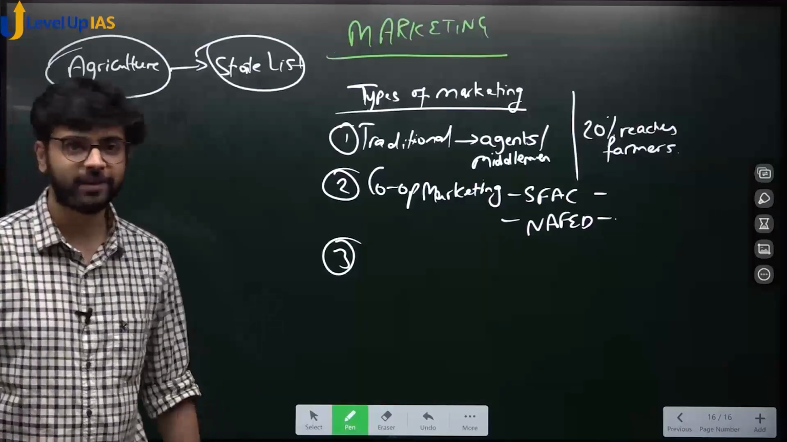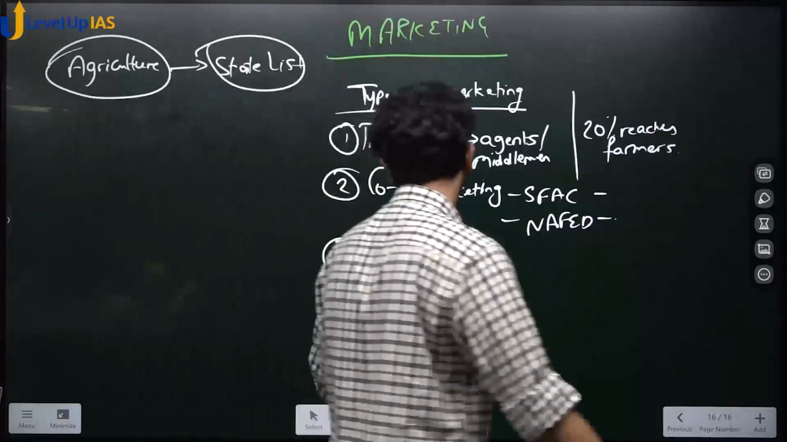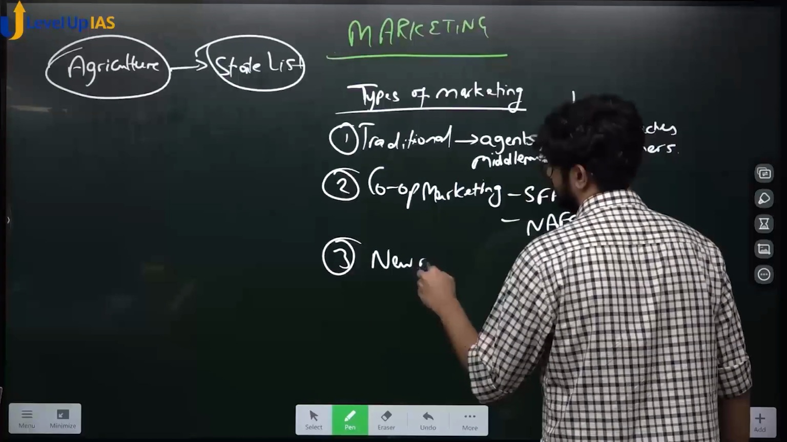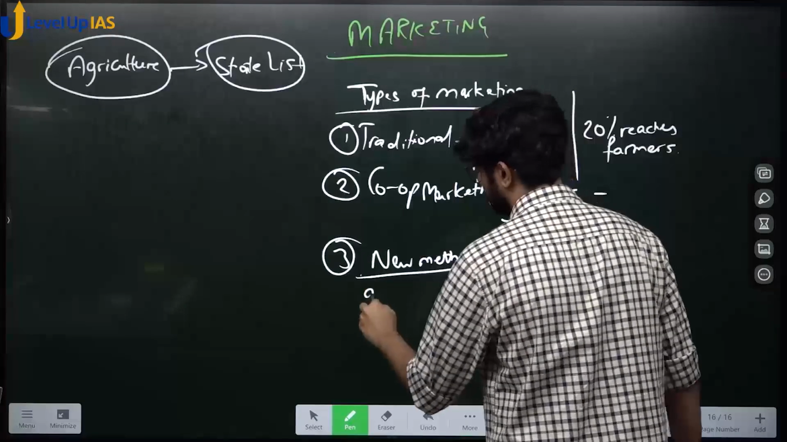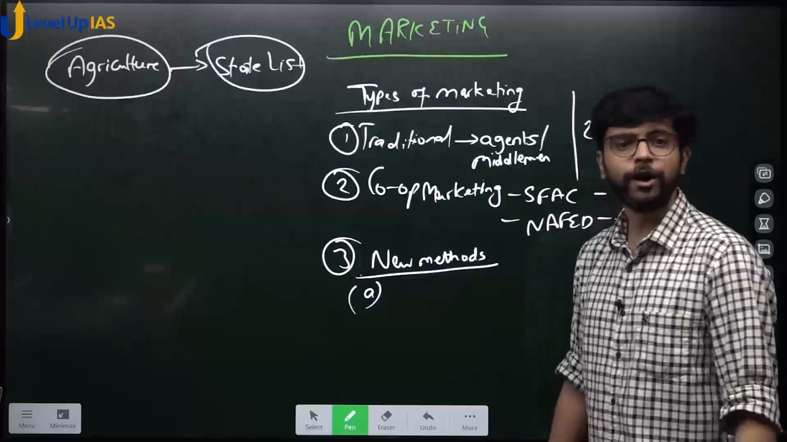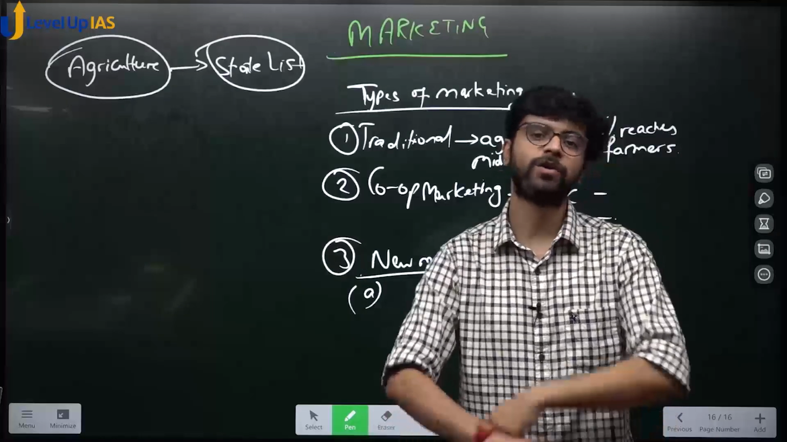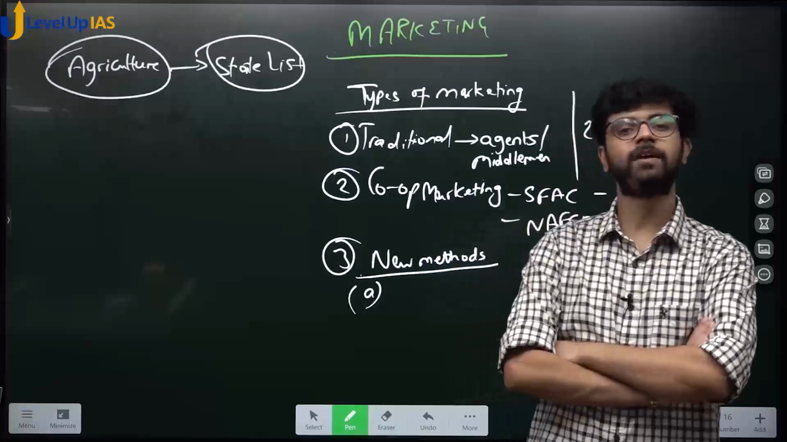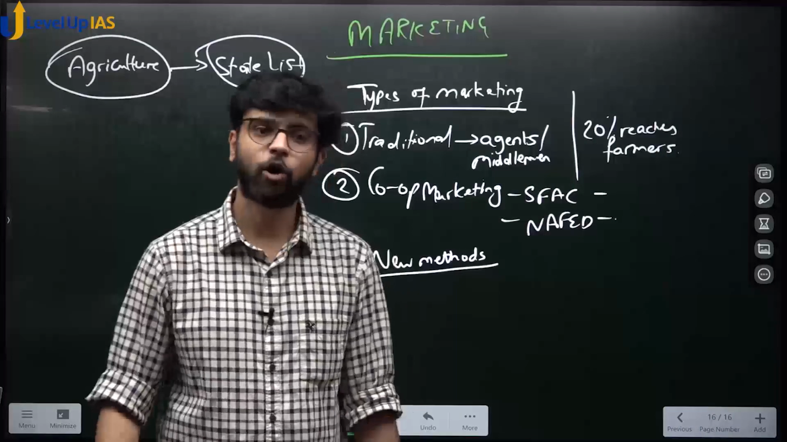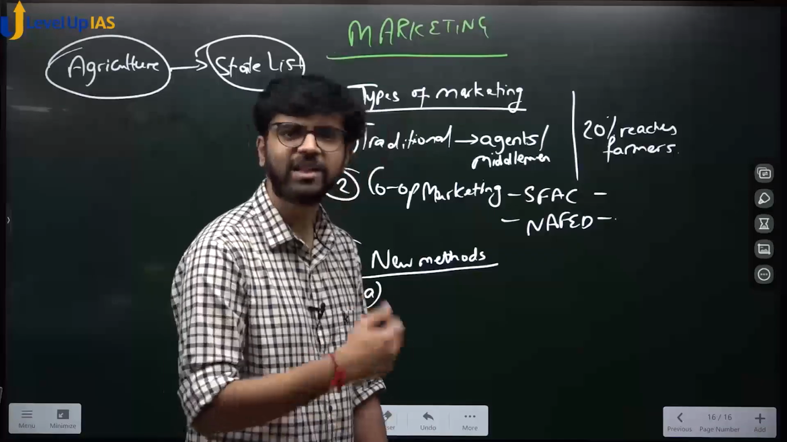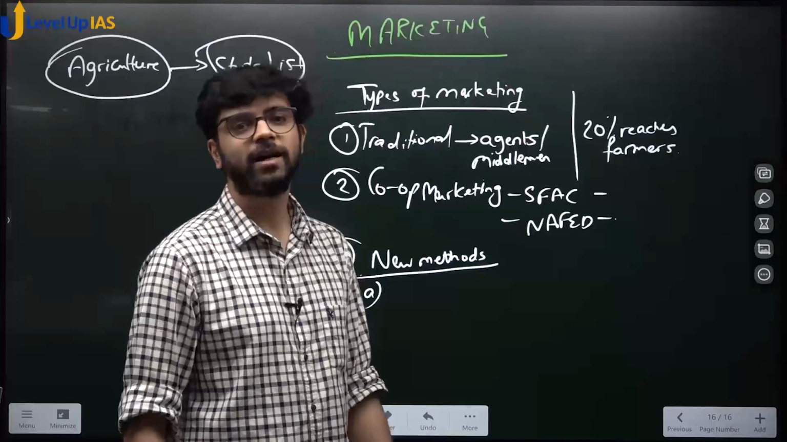Emerging new methods. Now you will love this. New methods. What if we provide an Amazon-like platform to the farmers and buyers? Do you think it will help? Yes or no? An Amazon-like online platform. We have done that 5 years back. We have done that.